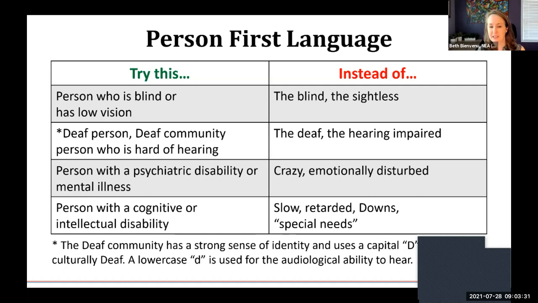So then for people with psychiatric disabilities or mental illness, please avoid the terms crazy, emotionally disturbed. It's very stigmatizing. There's many different ways to refer to mental health issues. And then for people with cognitive or intellectual disabilities, avoid the terms slow, retarded. We talk about the R word. Please avoid the R word. It's still in some government language, going back to an agency for, they use the term mental retardation. Government agencies, state and federal, are changing the language to take that out. And don't use the term Downs. Down syndrome is a condition, but don't refer to someone as Downs.